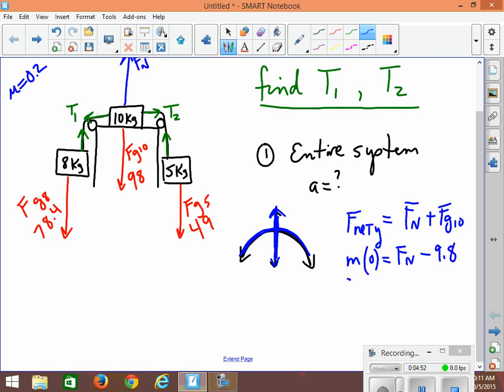And so we see that 98 newtons, my mistake, 9.8 times 10, so 98 newtons is the weight of the block. It's also, in this case, the normal force.